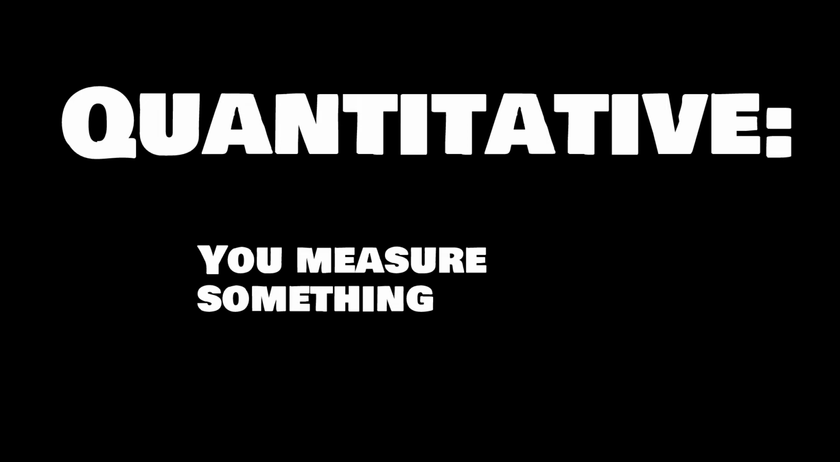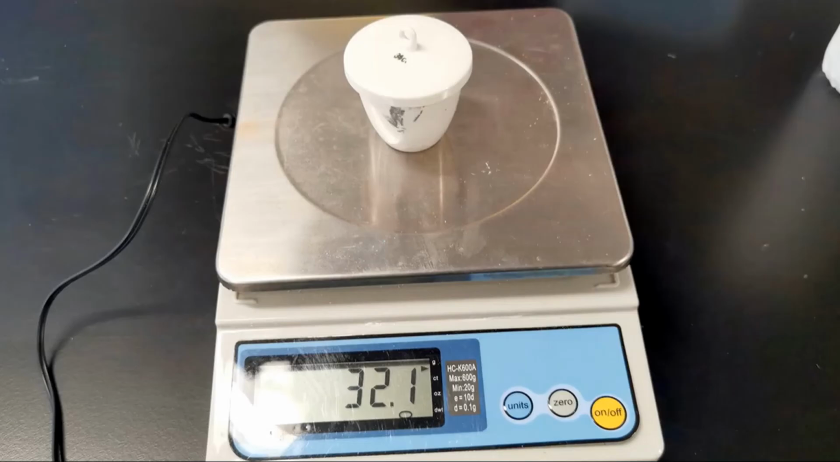Quantitative, on the other hand, means that you're going to measure something. Think quantity, right? How much do you have? So quantitative, you measure. For example, it took 3 minutes for the reaction to complete, or the ball bounced 56 centimeters in height when I dropped it from 1 meter, right? These are measurements that we've taken. These are quantitative observations.